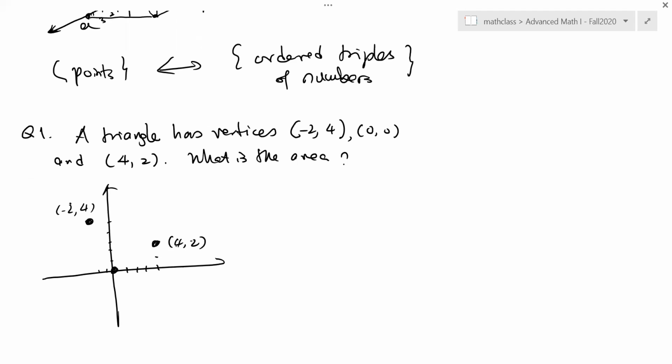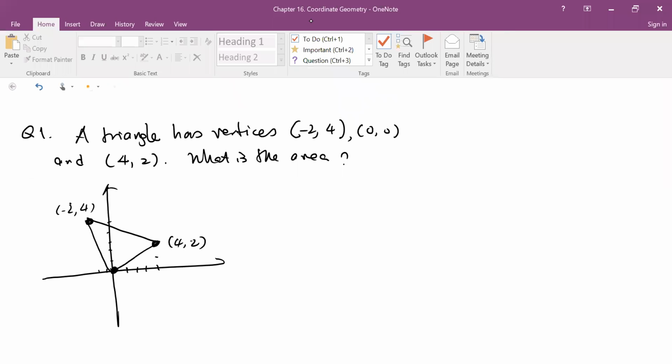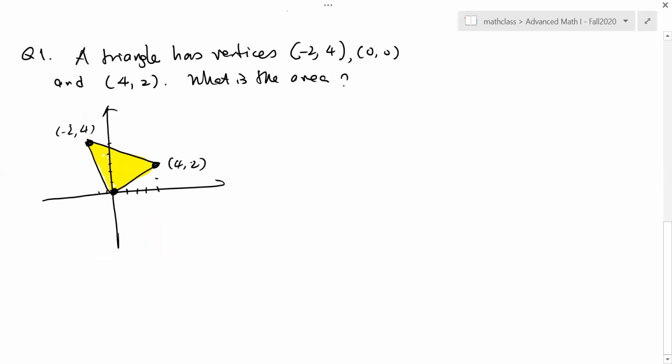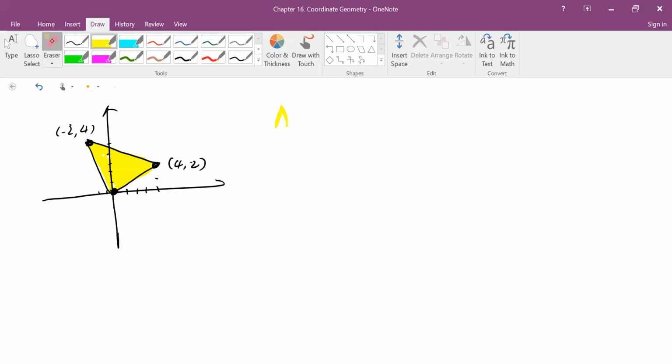All right, now what I'm going to do is connect them, right? So you get a triangle. So the question is, how do you find the area of this triangle? Think about that. Well, a typical formula for the triangle's area is half of the base times the height, right?